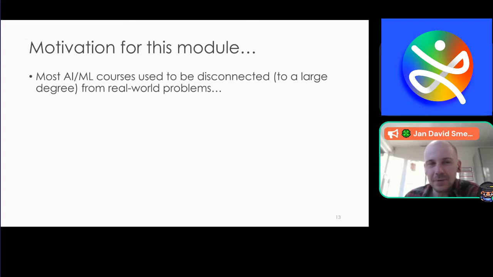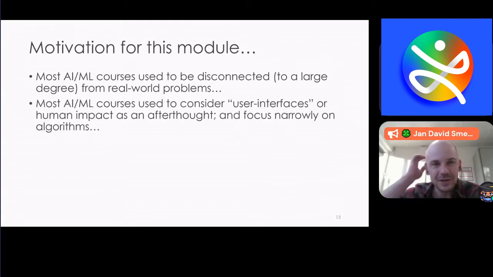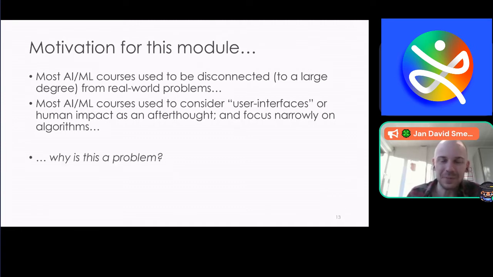Traditionally, one could say most artificial intelligence and machine learning courses have been quite disconnected from the real world problems that are now being tackled with these technologies, at least to a large degree. And that was understandable, and it still is. There's a justification for these courses, but it's no longer the right thing for everyone with this diversification that we're seeing, I argue at least. Most AI and ML courses used to consider user interfaces or the impact on humans as an afterthought, and it really focuses on the methods. And that's good, but it's also a problem.